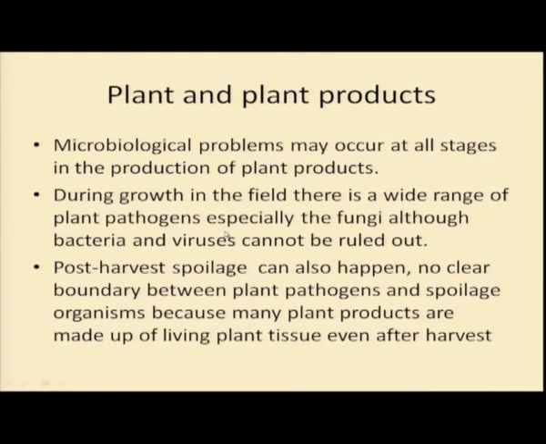Now let's start talking about which are the steps or which are the stages where microbial spoilage can happen. In the case of a plant and the plant products, microbial problems can occur at all stages. First of all, as the plant is growing in the field, the plant can be exposed to plant pathogens, especially fungi. But bacteria and virus can also infect, but the most probable pathogen there would be the fungal spores. So what happens there?